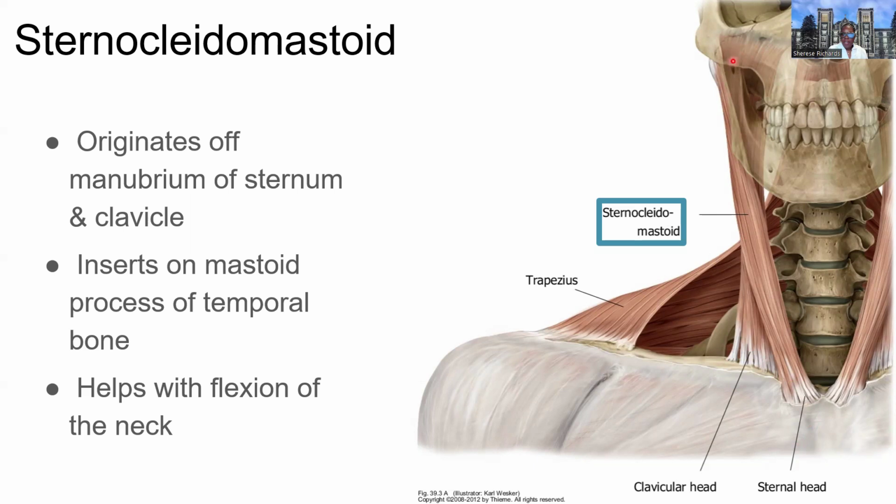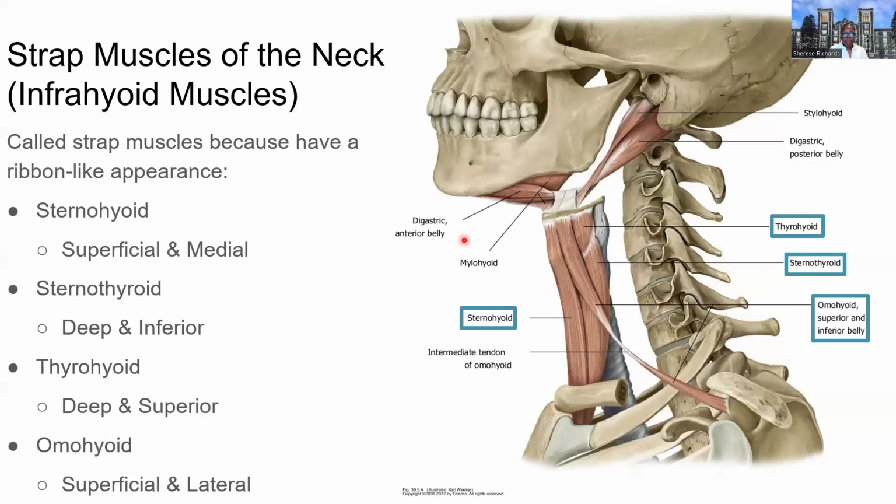Sternocleidomastoid. The function of this muscle is flexion of the neck. It helps with lateral neck flexion, as well as forward neck flexion in terms of bilateral action. So that is the sternocleidomastoid, one of the prominent neck muscles, and really important in helping us turn, with lateral and forward flexion of the neck.